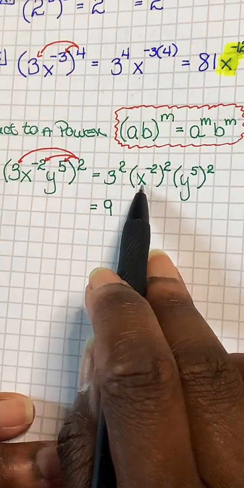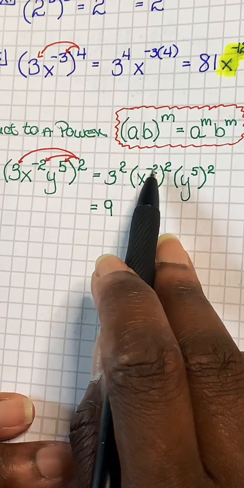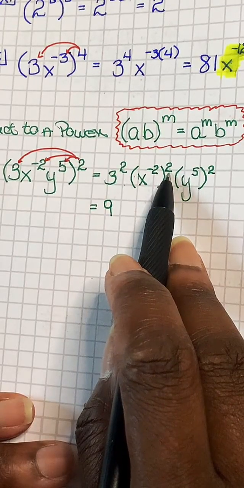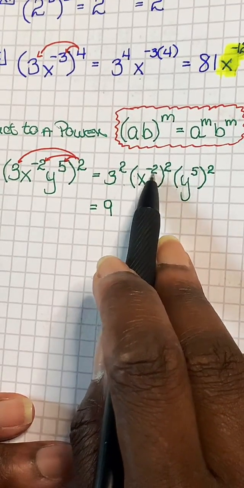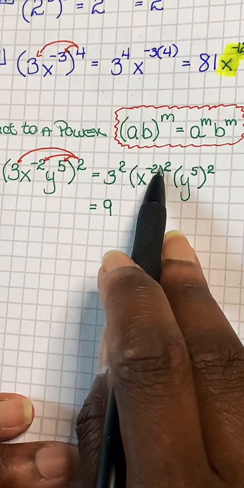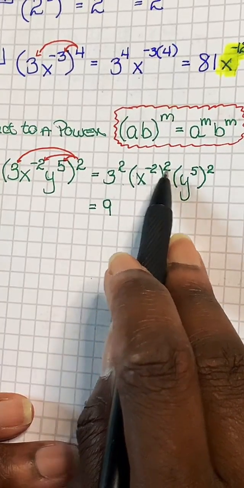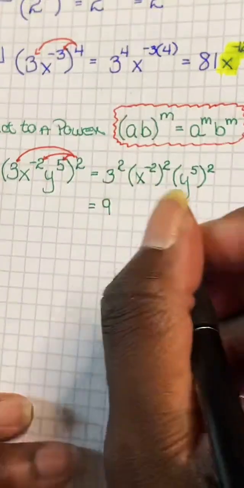So now here we have x raised to the -2nd power being raised to the second power. Anytime you see 2 exponents that are being separated by a parenthesis, you multiply the exponents.